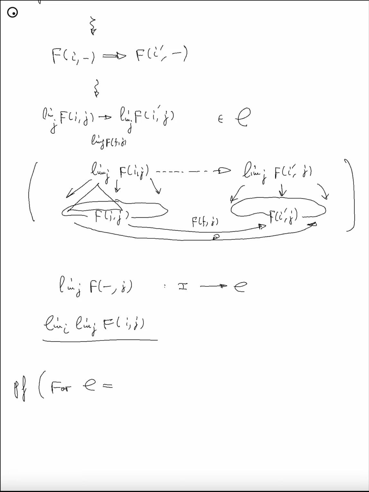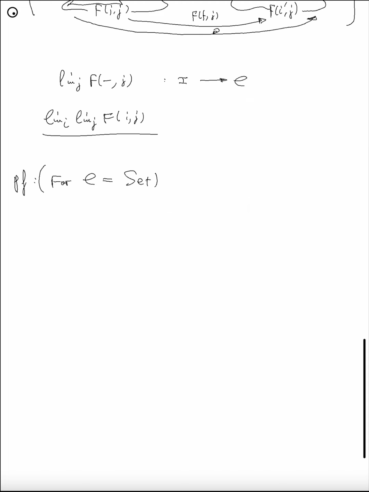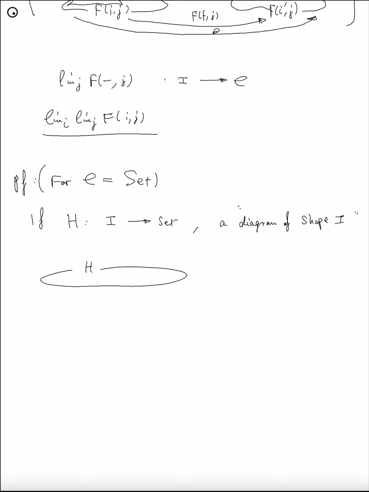Let's first prove this for the case when C is the category of sets by direct computation. So if H is a functor from I to Set, in other words, a diagram of shape I, so you have H, a diagram here. And the limit is a cone over this diagram, which means it's the universal cone. But alternatively, we could describe this directly because this is Set.